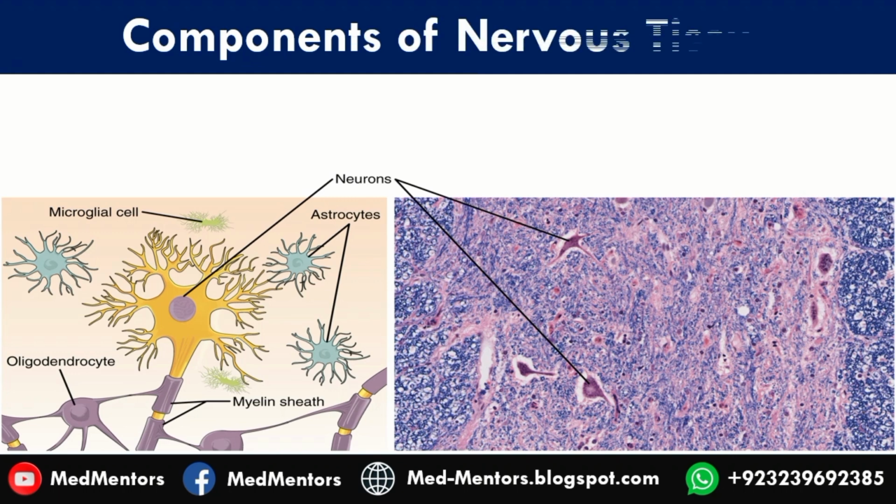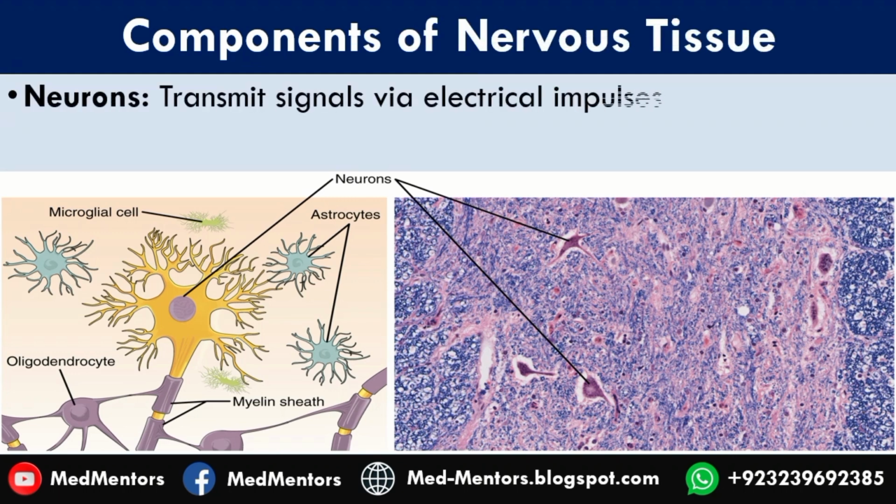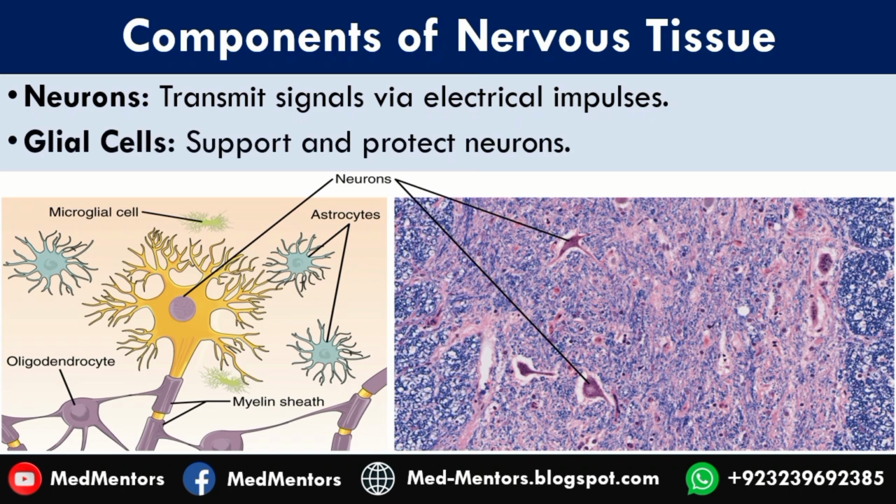Components of nervous tissue. Neurons. Neurons transmit signals through electrical impulses, playing a key role in communication. Glial cells. Glial cells support and protect neurons, helping maintain nervous system function.